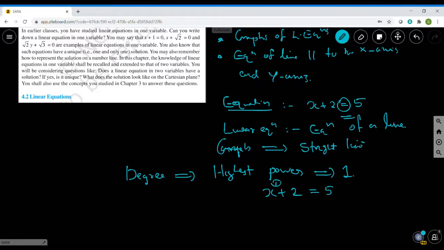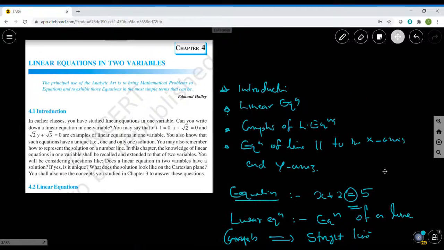So this is a linear equation. In how many variables? Only one variable, x. When you get x plus y plus 2 is equal to 5, here two variables are there, so this is a linear equation in two variables. When you get x plus y plus z is equal to 3, this is a linear equation in 3 variables. So here we are going to learn about linear equations in 2 variables.